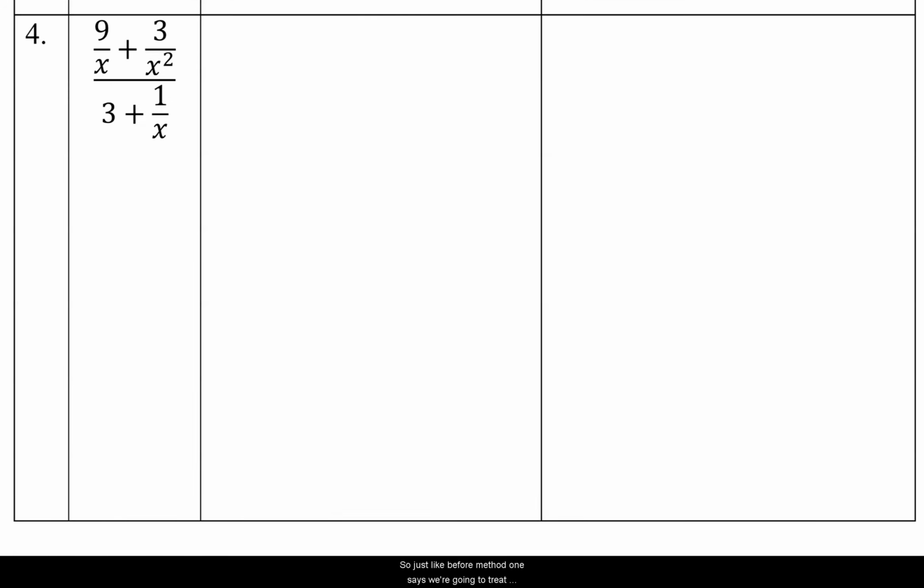So just like before, method 1 says we're going to treat the numerator as a problem and the denominator as a problem, and then we'll put them together. So in the numerator, 9 over x plus 3 over x squared, we need to consider a least common denominator. Our LCD should be x squared, so we can multiply by a special form of 1 so that we end up with the same denominators in the numerator of this complex fraction. And so first term, 9 over x, I need another x. So let's go with that.